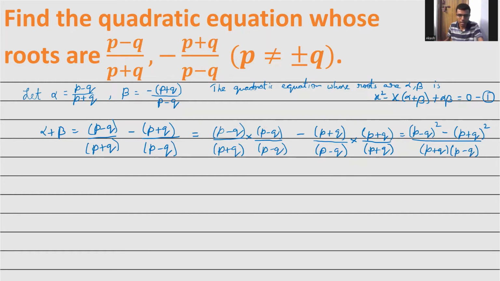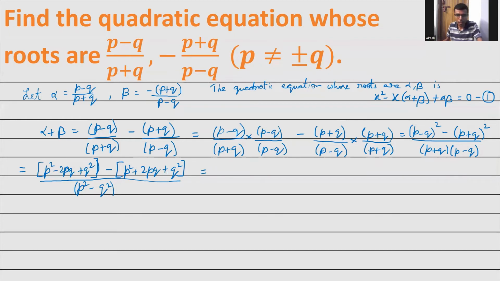Okay, the next step. Sometimes I lose track of this marker. Now let's expand it. (p minus q) whole square is nothing but p square minus 2pq plus q square, and then minus of (p plus q) whole square is p square plus 2pq plus q square. Now in the denominator, (p plus q) into (p minus q) is nothing but p square minus q square, because (a plus b) into (a minus b) is a square minus b square.